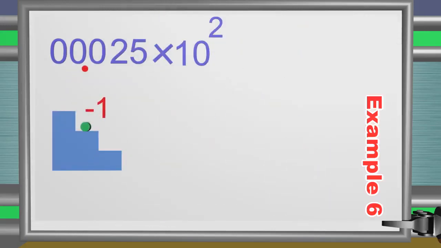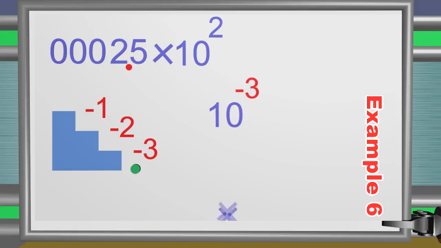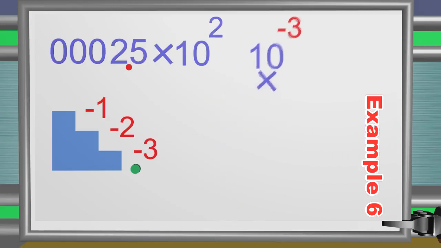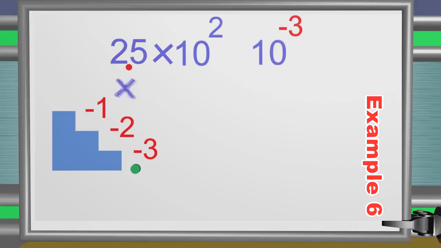Example 6. What should we do if the number itself already has a power? Consider the following number. We have to move the decimal point 3 digits to the right, to be just one digit before the decimal point. So it becomes -3.